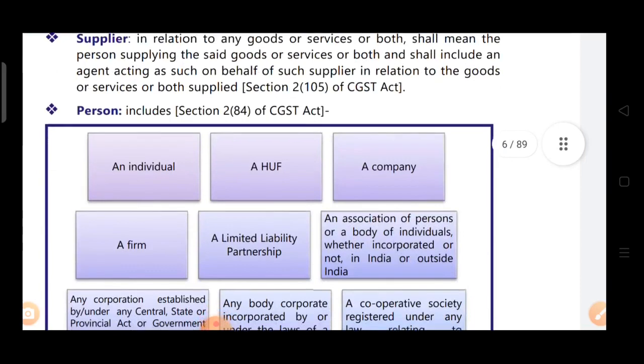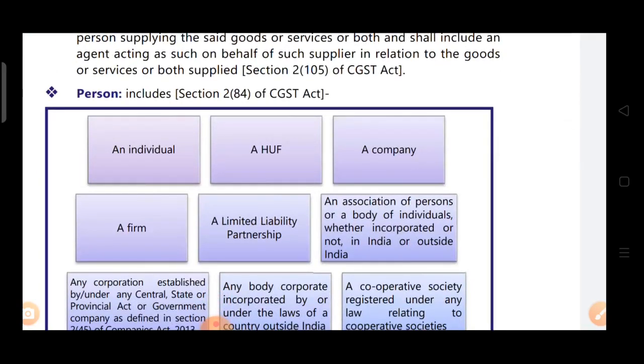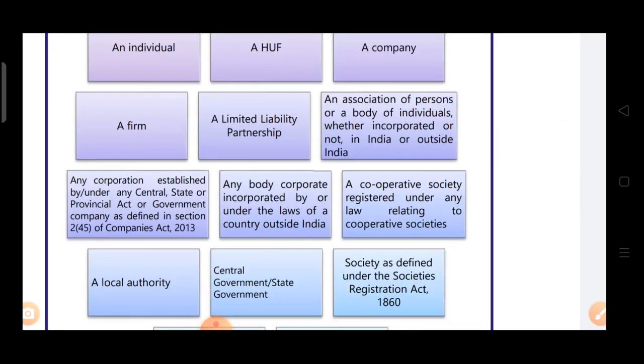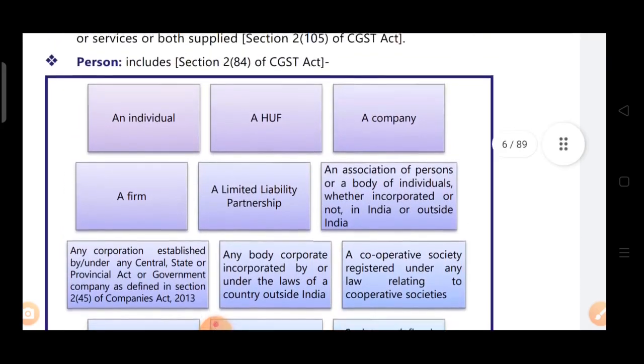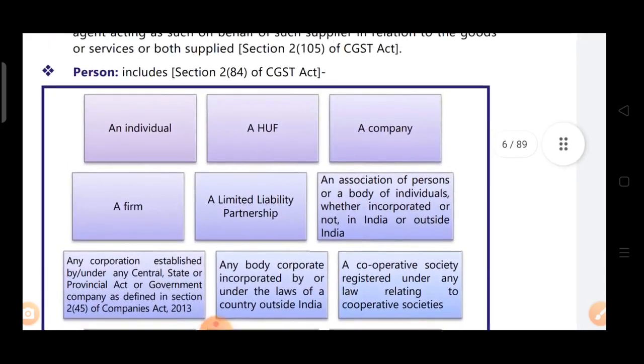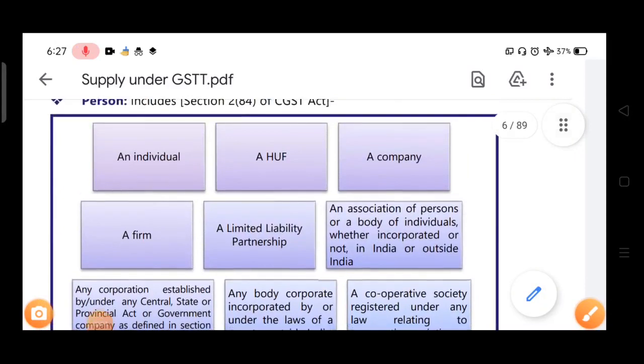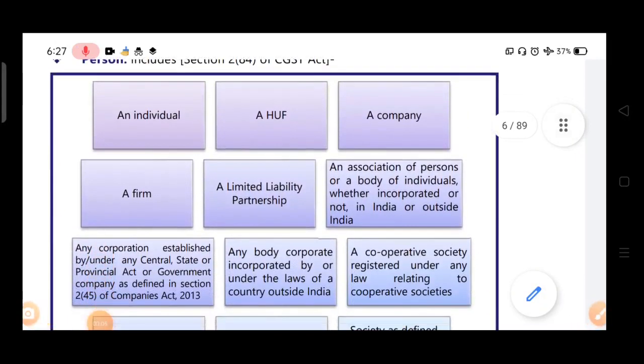Now, person. Section 2, subsection 84 of the CGST Act. Person includes an individual, a HUF, a company, a firm, an LLP, an AOP, association of persons, or a body of individuals, whether incorporated or not, in India or outside India. Then any corporation is included in the definition of person. Again, they have given an inclusive definition. Okay, the person definition is an inclusive one.